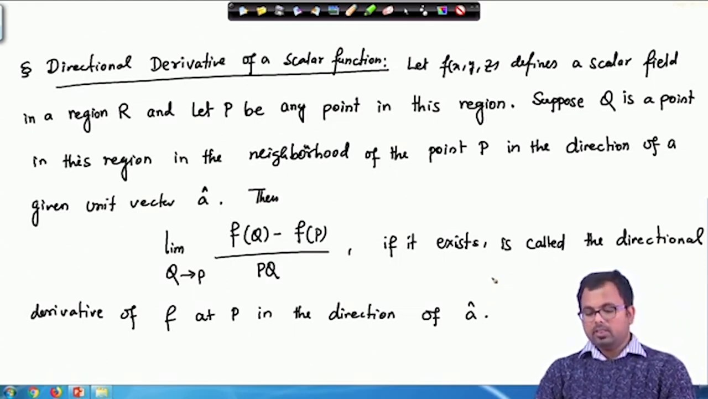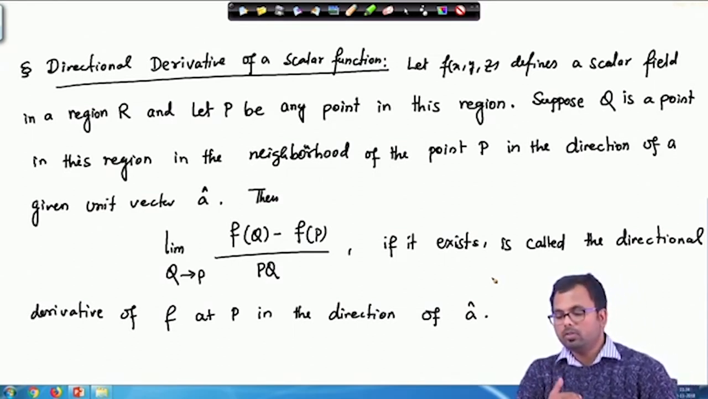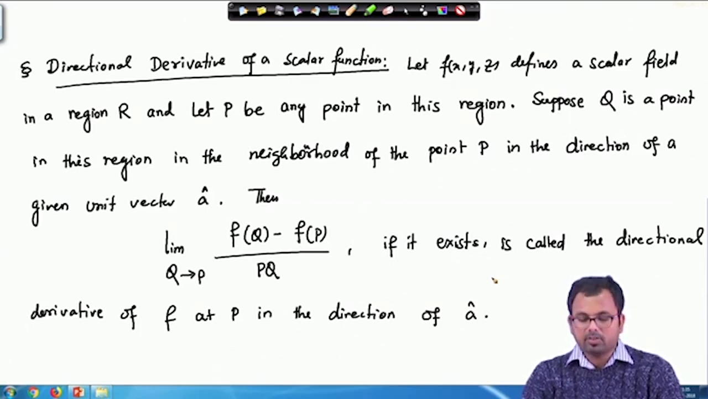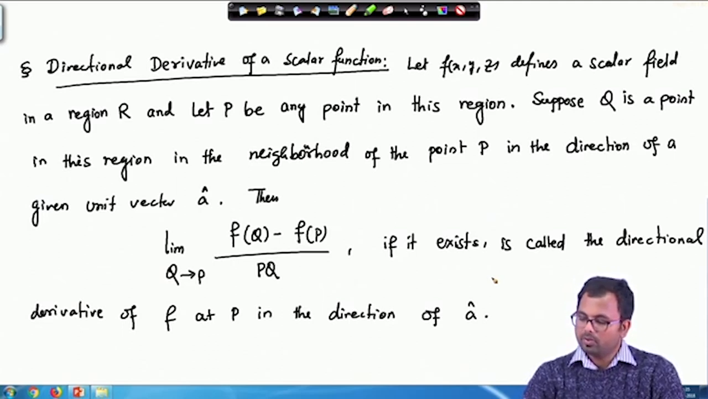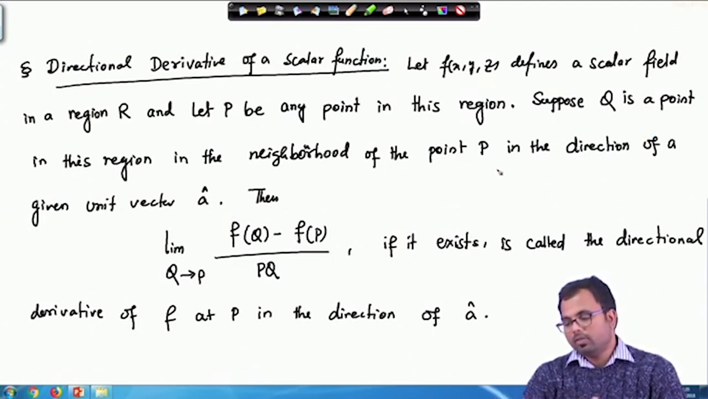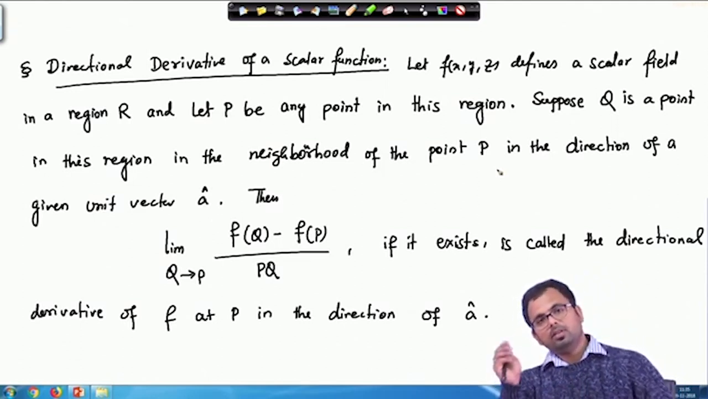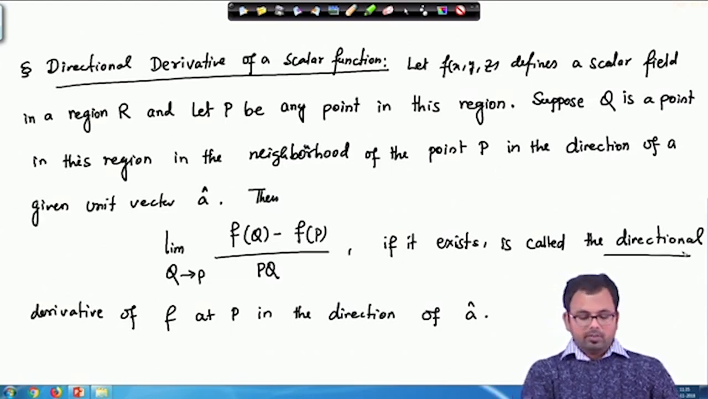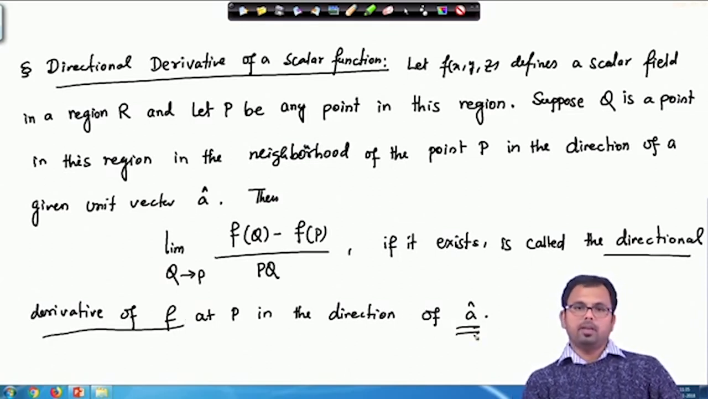So basically, what it means is you have a point P on a surface f(x,y,z) = C in a region R, and then you have another point, let's say Q, in the neighborhood of the point P. So when Q approaches P, if this limit exists, then this limit is called the directional derivative in the direction of this unit vector A cap. This point Q is a point in the neighborhood of P, but it is also in the direction of the unit vector A cap. We calculate this limit, and if it exists, it is the directional derivative of the function f at the point P in the direction of A cap, all right.